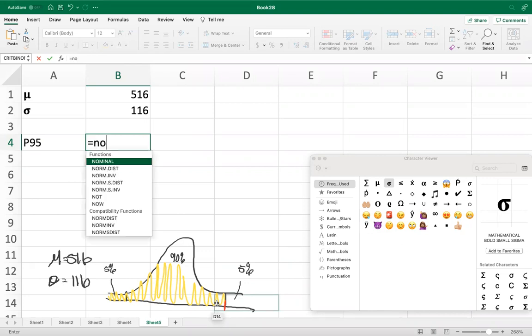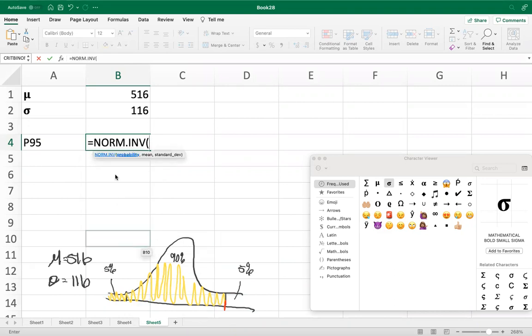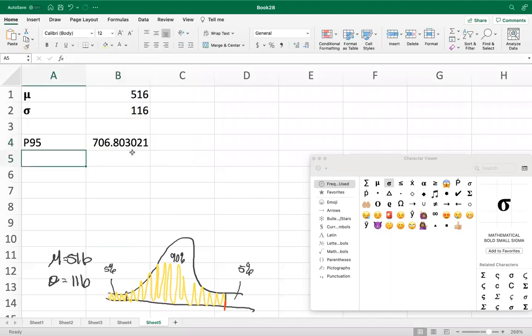So that's equal to a normal distribution. Is it normal distribution or normal inverse? Do we need an area or do we have an area? Here we have this area of 95%, so we're going to be using inverse, with a probability of 0.95. Mean here is 516, standard deviation 116. And there we go, much better. So this is a score that represents the 95th percentile, 706.803.